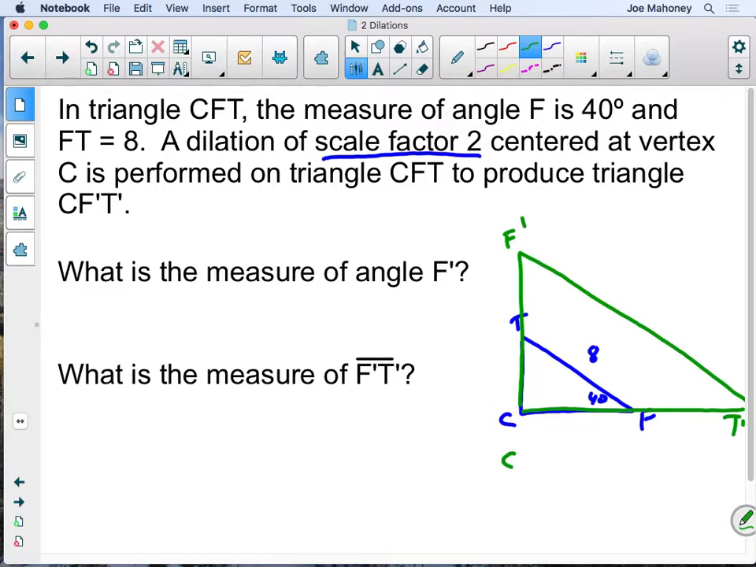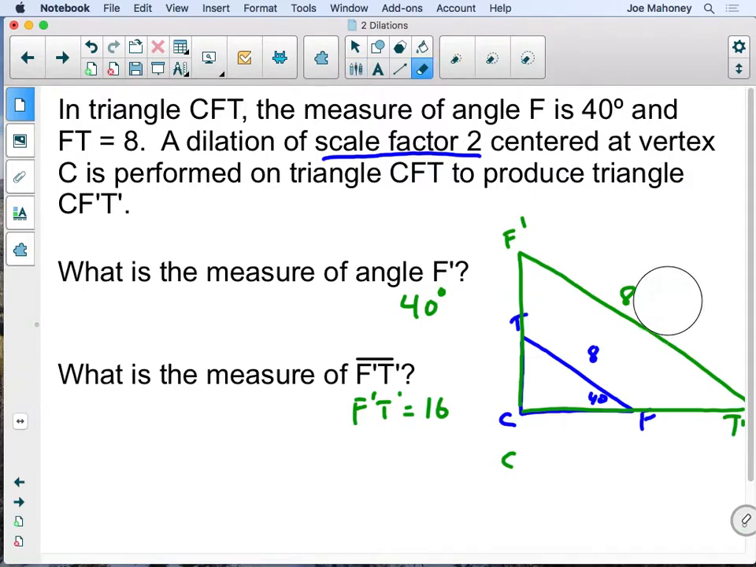So how big is angle F? Well, the dilation keeps angle measures the same. So angle F prime is 40 degrees. And what's the measure of segment F prime, T prime? F prime, T prime is going to be twice as big. The scale factor is 2. So that's 8 times 2, which is 16. So that's an important thing to notice. Notice that we do 8 times 2 to get 16.